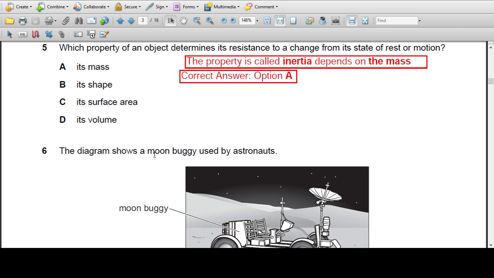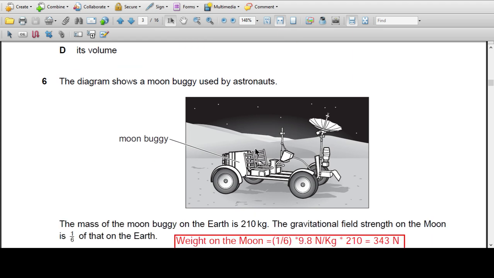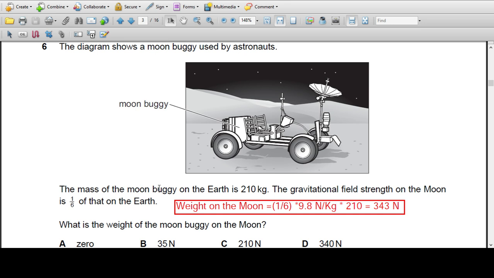Question number 6. The picture shows a moon buggy used by astronauts. The mass of the moon buggy on the earth is 210 kilograms. The gravitational field strength on the moon is 1/6 of that of the earth, so the weight on the moon would be 1/6 of the weight on the earth. What is the weight of the moon buggy on the moon?